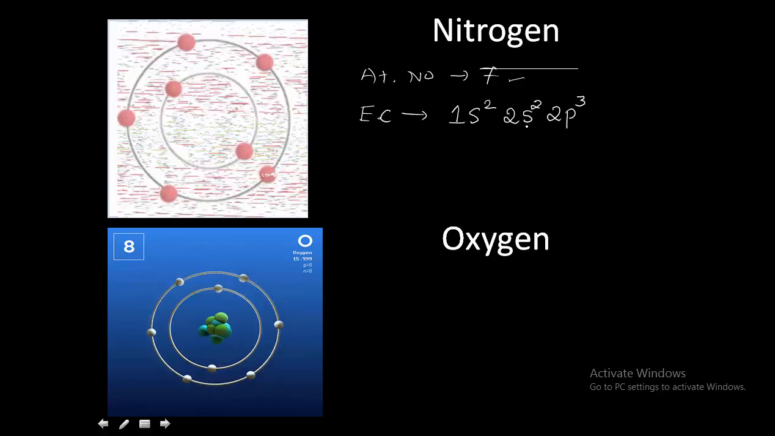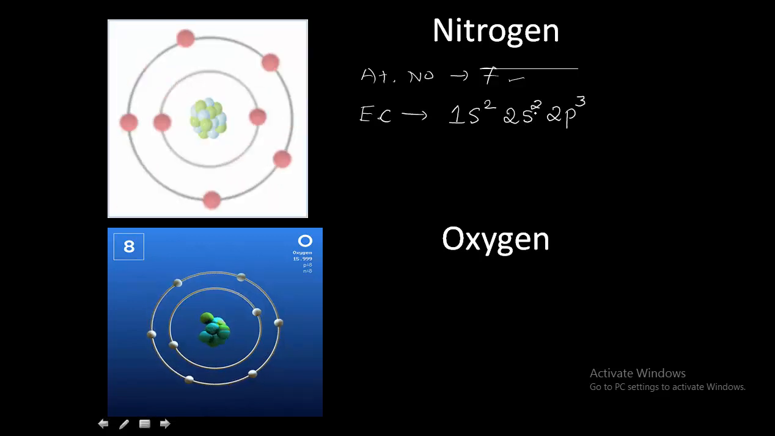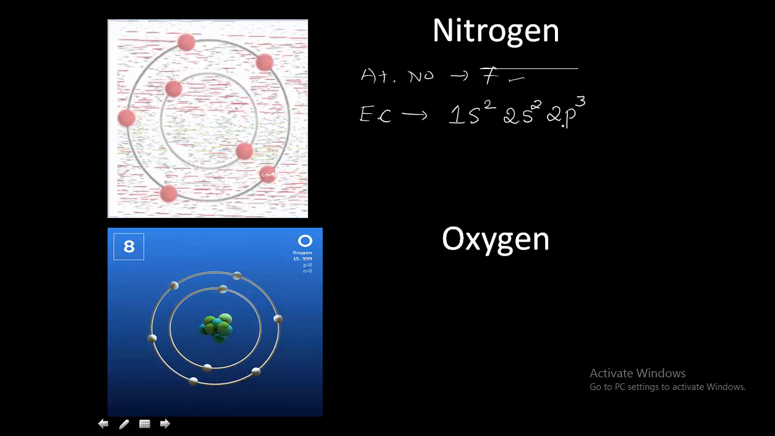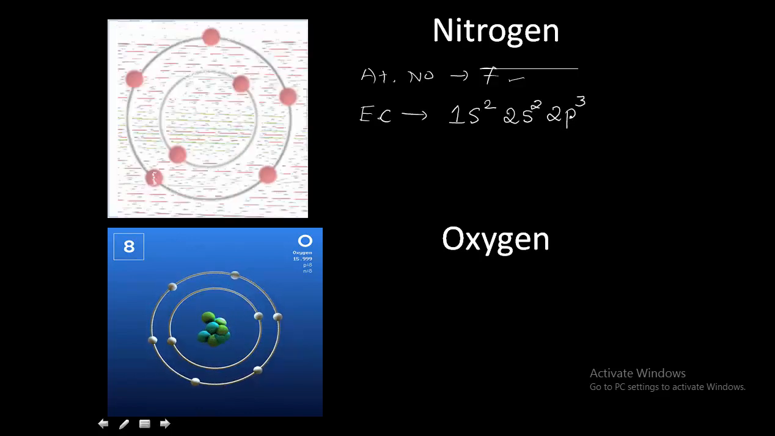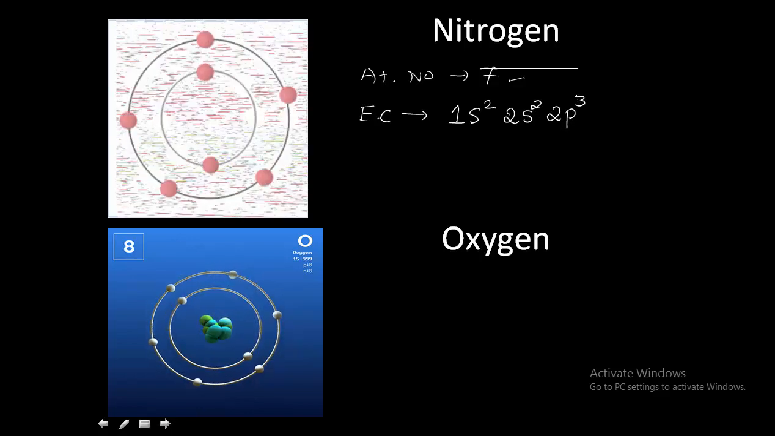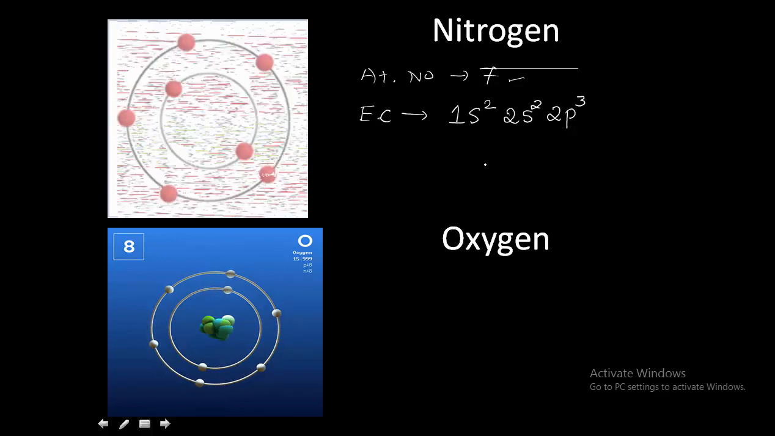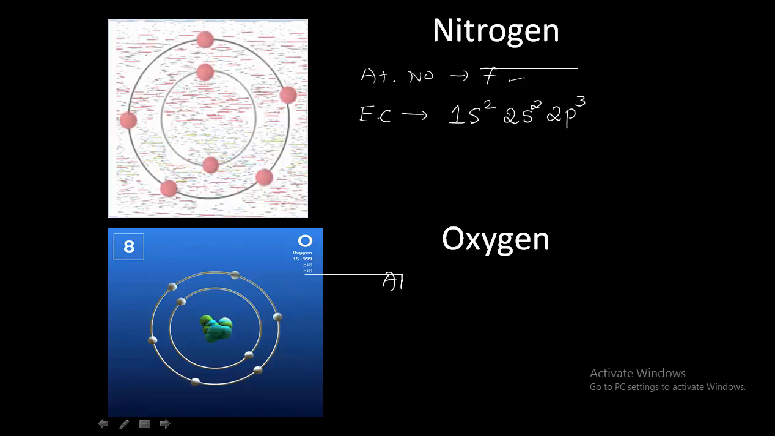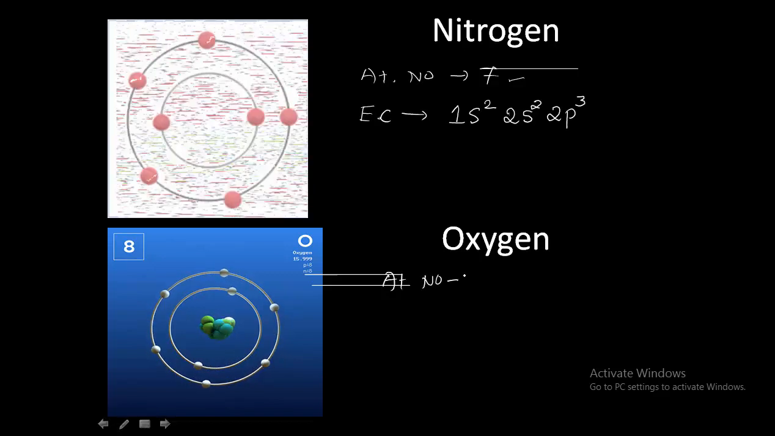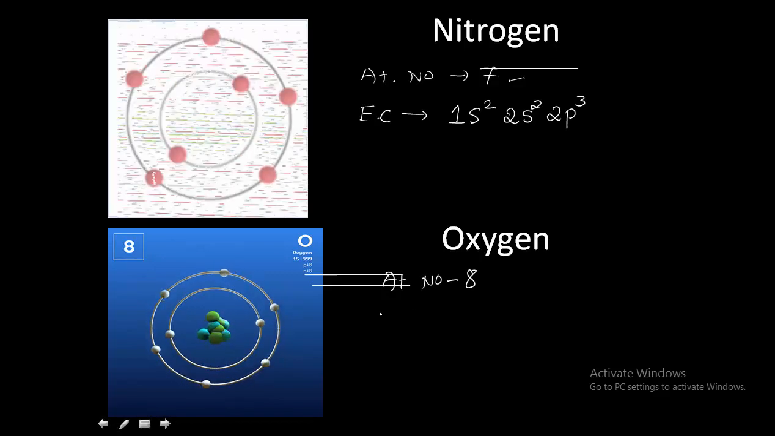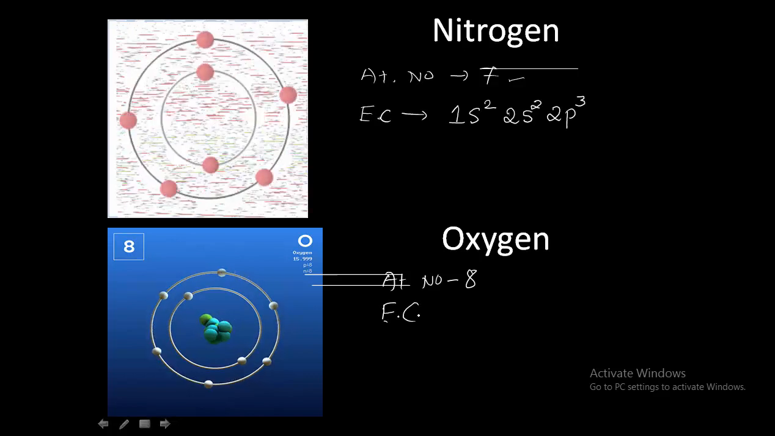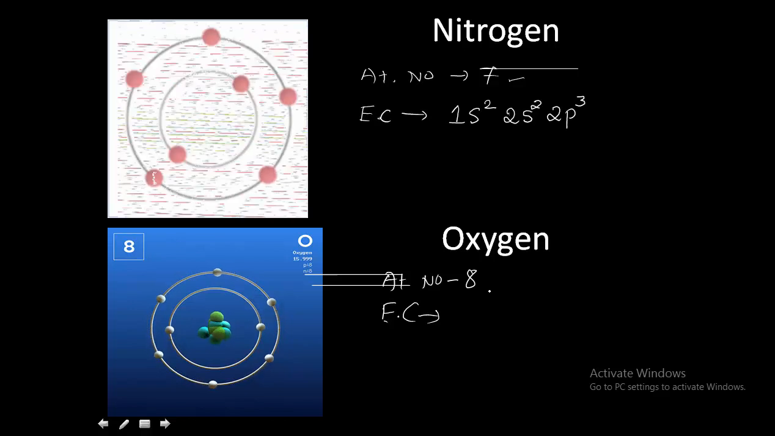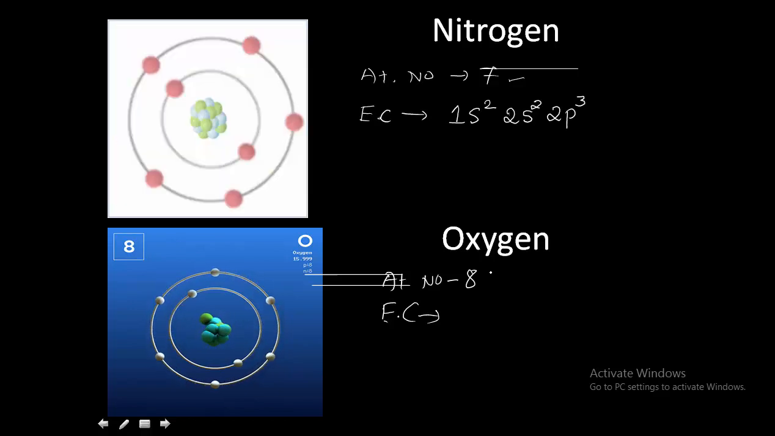In the S subshell, the maximum capacity will be 2, and in P we can fill electrons up to 6. So here now the 3 electrons got filled. Next we will see oxygen. The atomic number of oxygen is 8. So its electronic configuration becomes, the atomic number 8 means the number of electrons in oxygen will be 8.